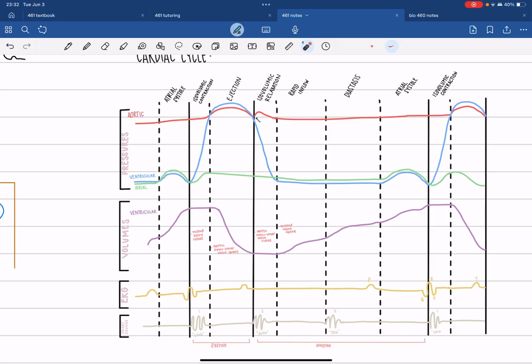papillary muscles that are attached to the chordae tendineae and then attached to the bicuspid and mitral valve shut. And that's going to cause this little wave hump thing right there. Next is going to be our volumes. We're only going to be looking at ventricular volume here because that's really the one that we care about, because atrial volume will just go straight into the ventricle.